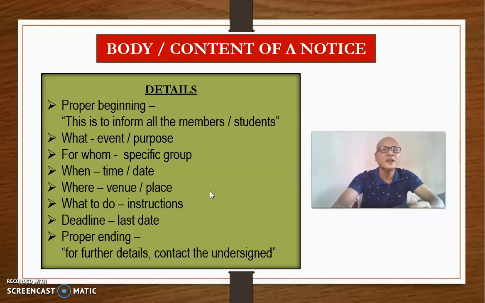Alright? And just like the way you have started to write the notice with a fine beginning, in the similar way, you have to end your notice properly by making use of sentences like, for further details, contact the undersigned. So remember children that all of you need to stick to writing this particular sentence in the end of your notice. The sentence is, for further details, please contact the undersigned. So, this is all about some of the important details that all of you have to remember while writing the body or the content of a notice.